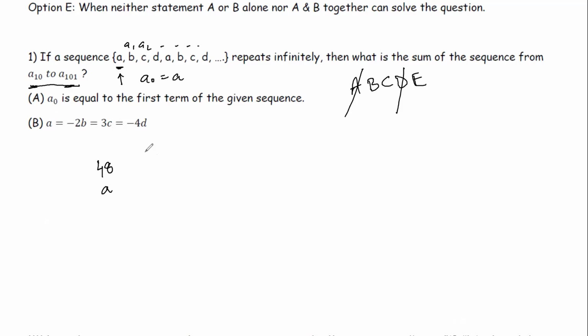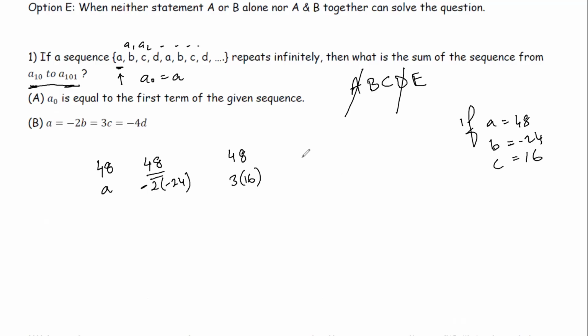Then negative 2B is also equal to 48, right? Negative 2 times negative 24 will make it 48. So if A is 48, then B is negative 24. And 3C is also 48, so it's 3 times 16. So C is 16, right? And then you have 48 for negative 4D also. So negative 4 times negative 12 gives me 48. So D is negative 12.